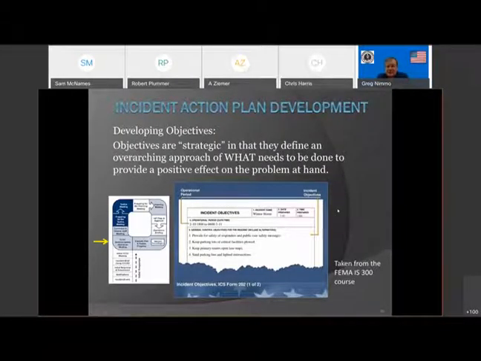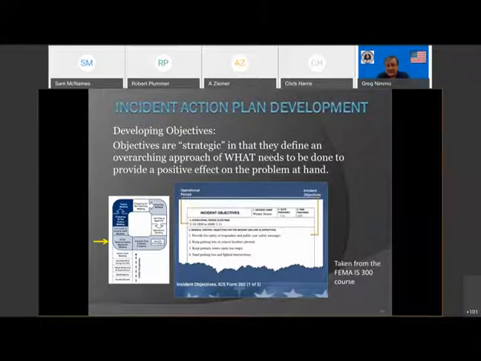Objectives are strategic. In other words, what we're trying to say with the objective is, what are we trying to do to bring the situation under control, or to try to mitigate the situation, or to try to bring the situation to a conclusion as quickly as possible. So they have to be kind of overarching. They have to be something that you're going to look at, and they have to be something that you're going to be able to say, I can put resources to it, and I can put a command structure to it.